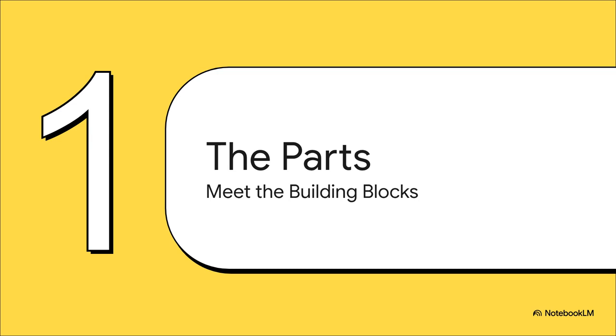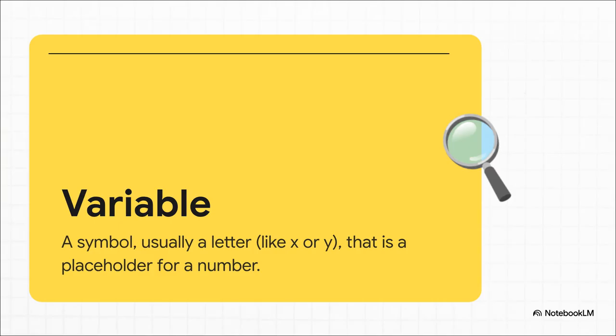In this first section, we're going to zoom in on the fundamental pieces that make up every single algebraic expression. So, the very first building block you've got to know is the variable. The easiest way to think about it is like a box that can hold any number. We don't know what number is inside the box just yet, but we can still work with it. And we usually use letters, like X or Y, to represent these little mystery boxes.